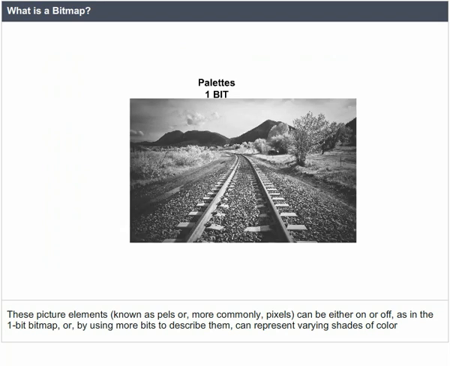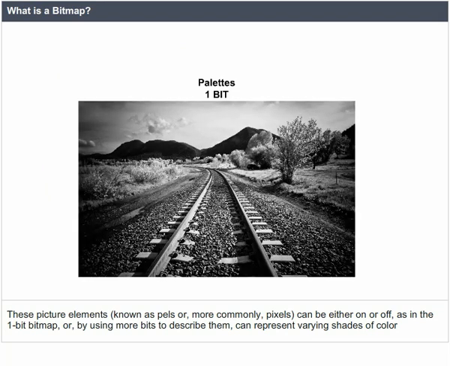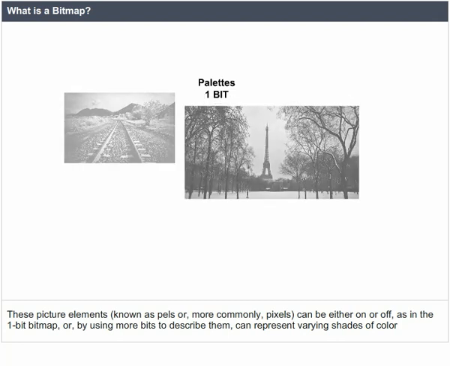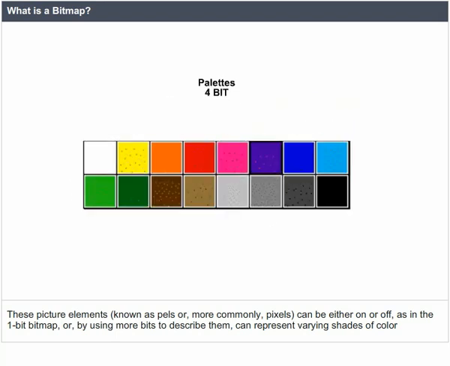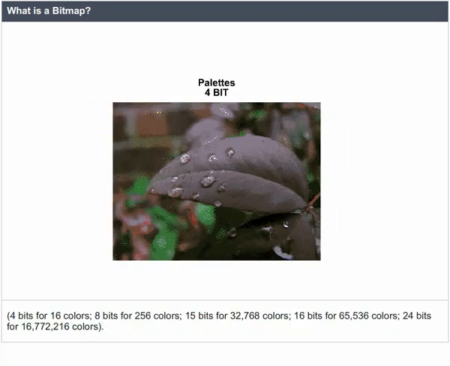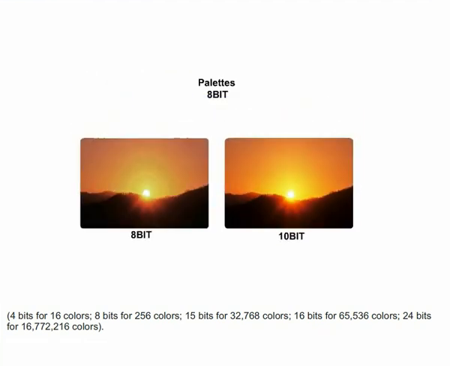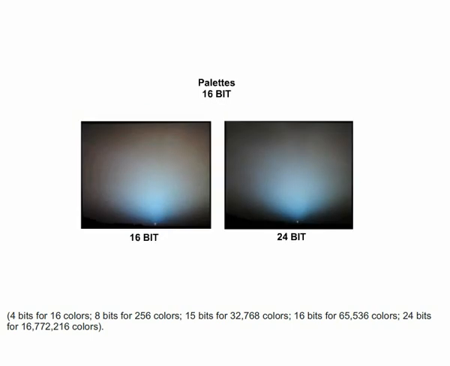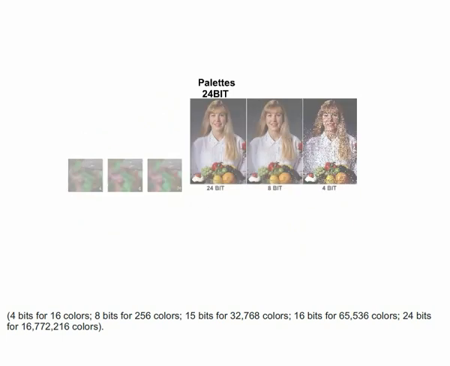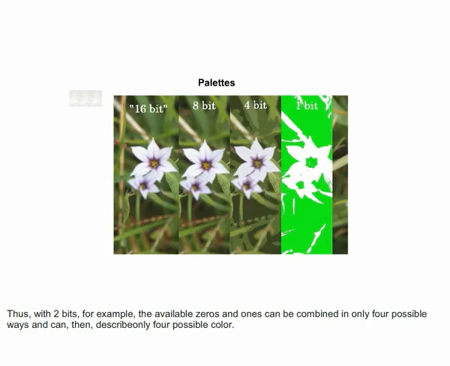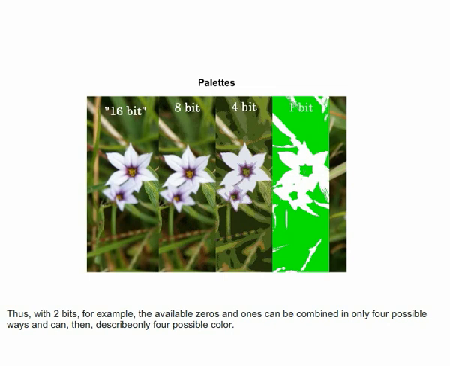These picture elements, known as pels, or more commonly pixels, can either be on or off, as in the 1-bit bitmap, or by using more bits to describe them, can represent varying shades of color: 4 bits for 16 colors, 8 bits for 256 colors, 15 bits for 32,768 colors, 16 bits for 65,536 colors, 24 bits for 16,777,216 colors. Thus, with 2 bits, for example, the available zeros and ones can be combined in only 4 possible ways and can then describe only 4 possible colors.